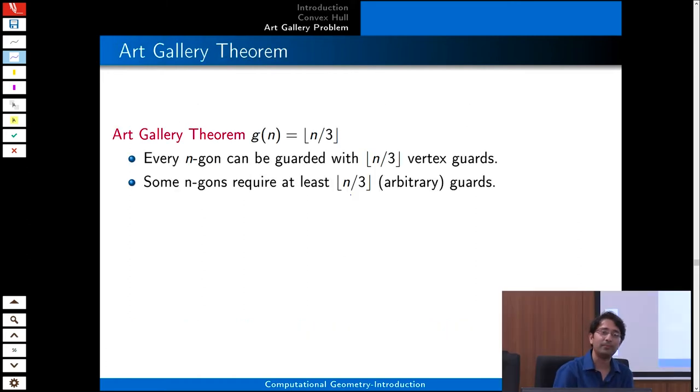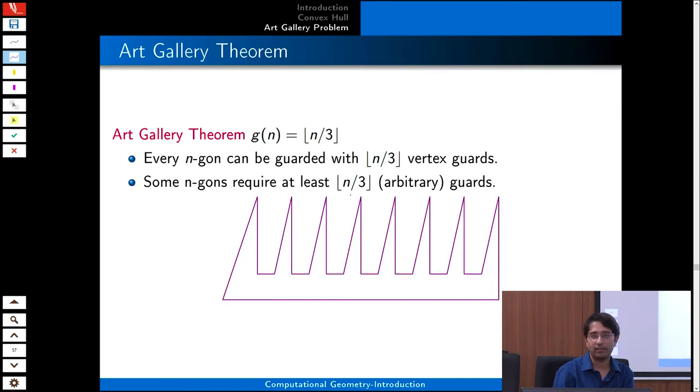Let's see. So this is the art gallery theorem. Let's not keep you in suspense for a long time. It says that for any polygon, n by 3 guards are always sufficient and sometimes necessary. The necessary example is easy. For this polygon, I can extend it as long as possible and I need floor of n by 3 guards. This is a general example. You can extend this structure as long as you can, but still we need floor of n by 3 guards.